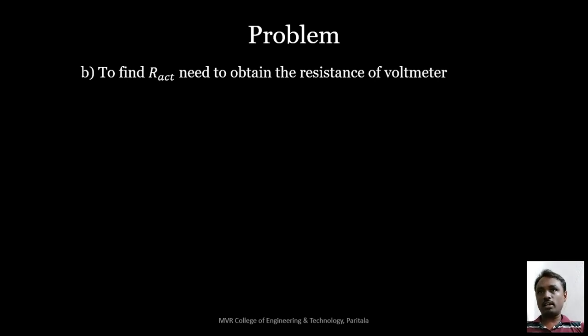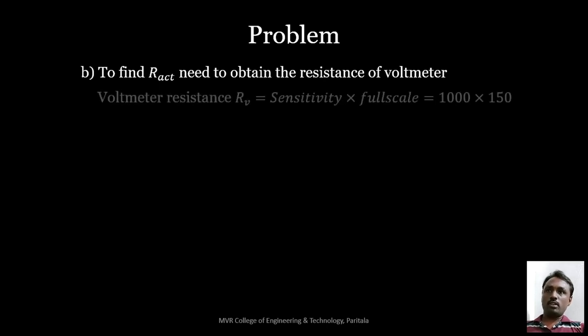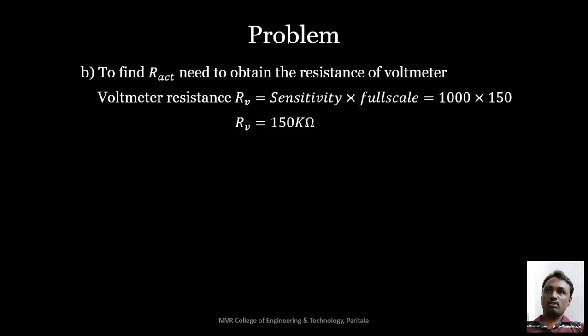How can you calculate the voltmeter resistance? We know the sensitivity as well as the full scale reading. Sensitivity means the resistance of the voltmeter per unit volt. That means for 1 volt, so 150 volts means 150 into sensitivity. So this voltmeter resistance RV is equal to sensitivity into full scale, which is 1000 into 150, so it will become 150 kilo ohms. So this is the resistance of the voltmeter.